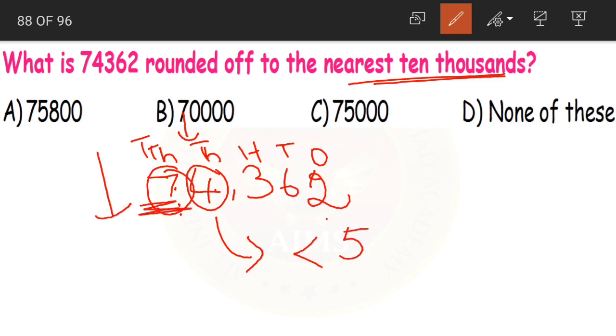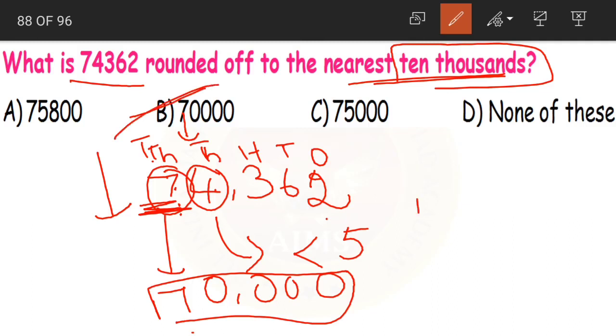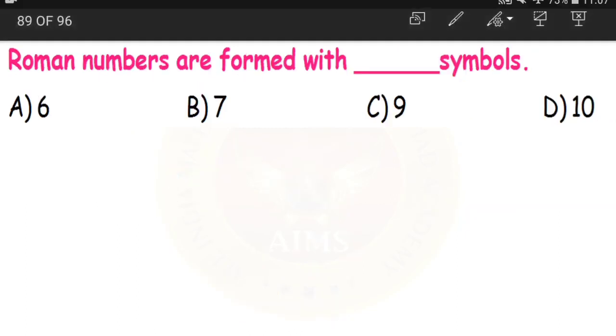What does that mean? The digit in the 10,000s place will be written as it is. And after the 10,000s place, since we are rounding off to the nearest 10,000s, all the digits will be replaced by zeros. So 74,362 rounded off to the nearest 10,000s is 70,000. Clear, children? Option B, 70,000 becomes our correct answer. Or you can write 10,000 here. In 10,000 we have 4 zeros, so in the rounded off number also we should have 4 zeros. Okay? Moving on to the next question.